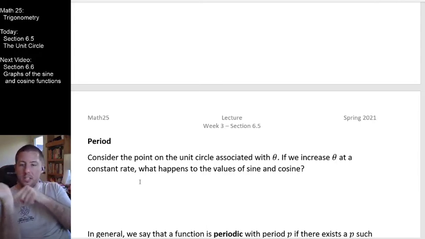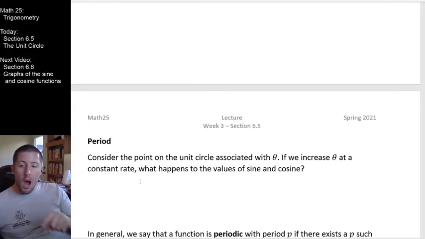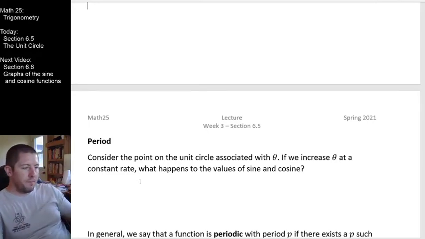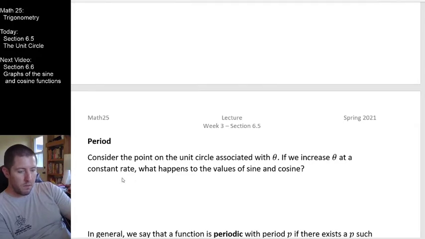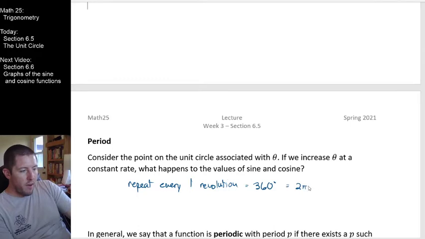We're going to go 360 degrees, but by the time we get back around to 360, we're back in the same spot. Do it again to 720, back in the same spot. All the sine and cosine values that we get are repeating every full revolution. They repeat every one revolution, also known as every 360 degrees, also known as every 2 pi radians.